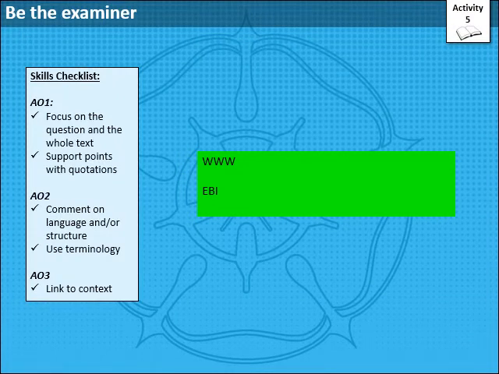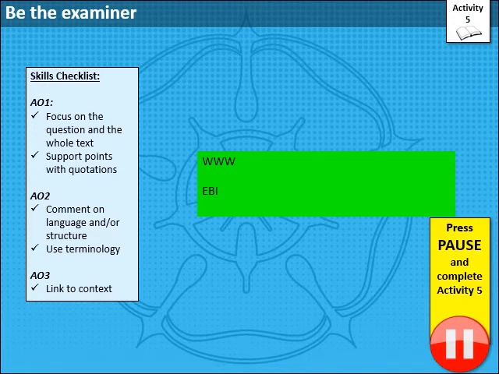A really good way to deepen your understanding of the different skills is to give feedback on an answer. This is obviously a good essay, but how exactly does it meet the criteria, and what else could the student do for full marks? Press pause, complete activity 5, and then press play to move on.